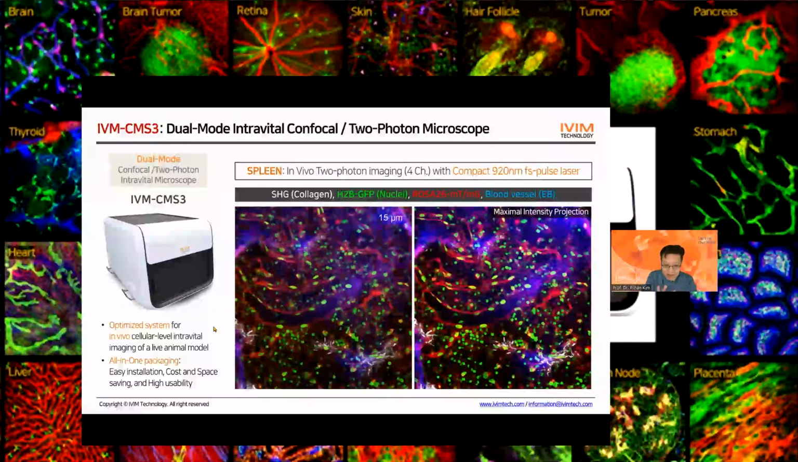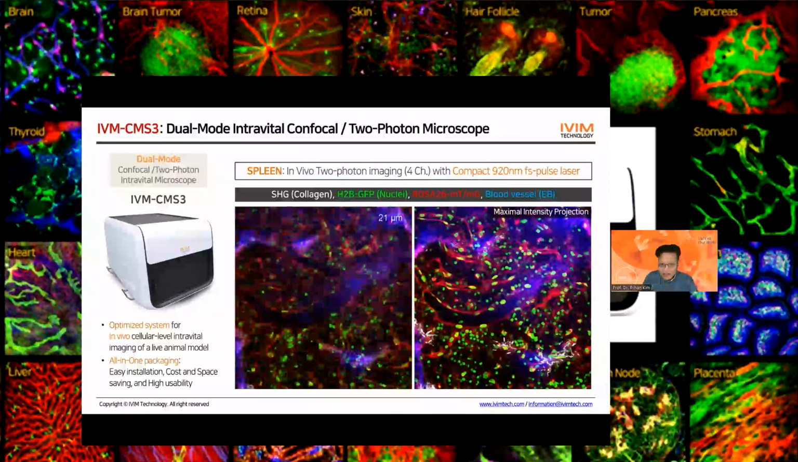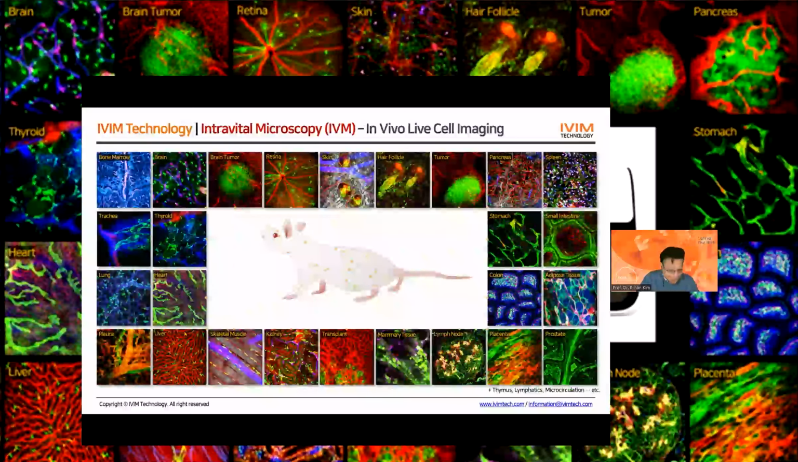Okay, all this imaging data was obtained in live mouse model under anesthesia. Okay, so for the mouse model, we can use our intravital microscope in almost every organ and tissue, as you can see in this slide.